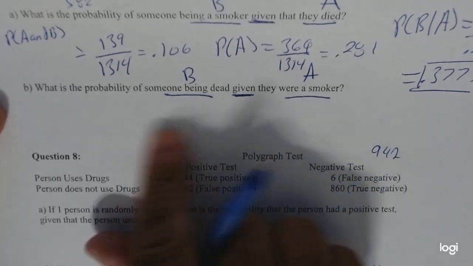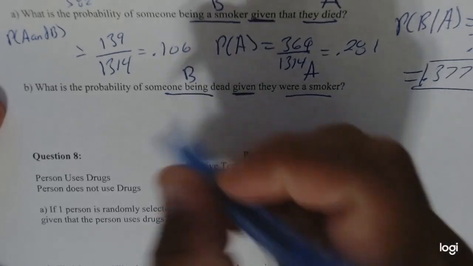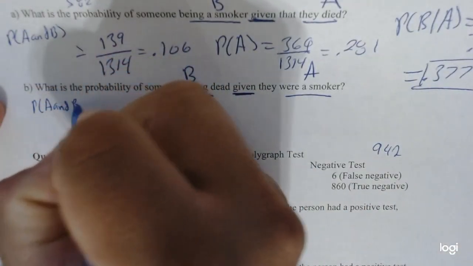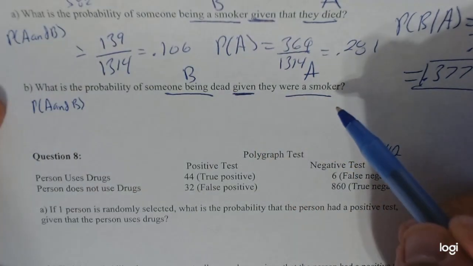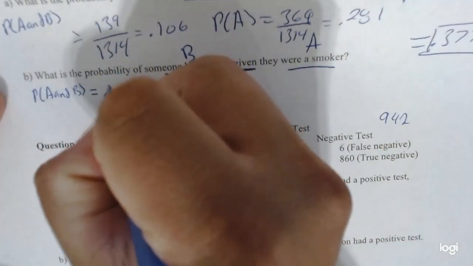So hopefully you guys did this one. What's the probability of someone being dead given that they are a smoker? So again, given, right? First thing we're going to do is find the probability of A and B. So how many people died and also were smokers, which is the same, right? Still 139 over 1314. So that's going to stay the same.